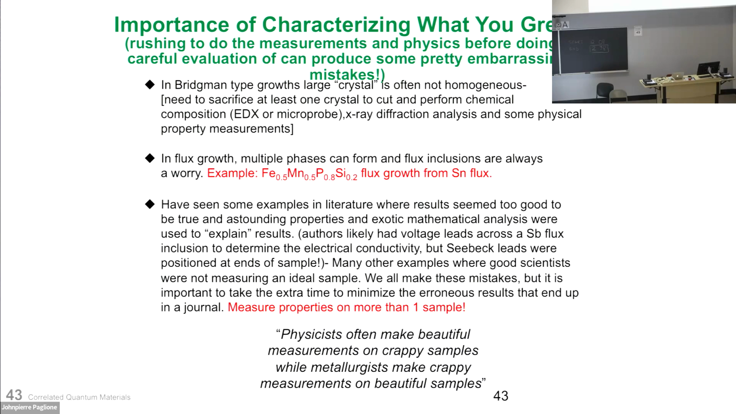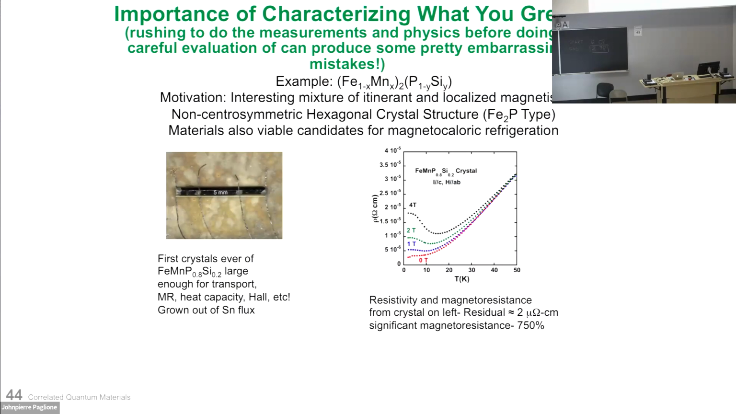The other thing is to make the same measurements on more than one sample. It's really important to know that what you're measuring is really the value of the property you're trying to measure. I'll give you an example of that. So here's the last couple of slides. This is an iron manganese phosphorus silicon compound.